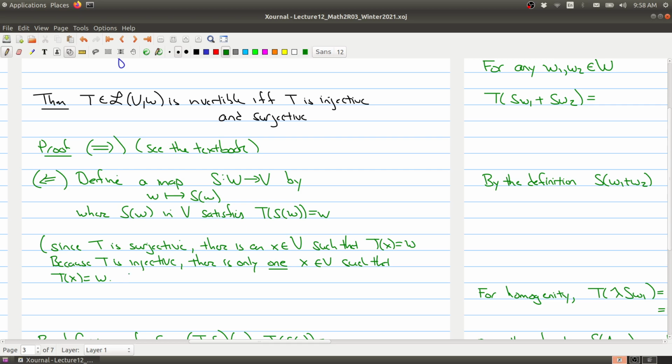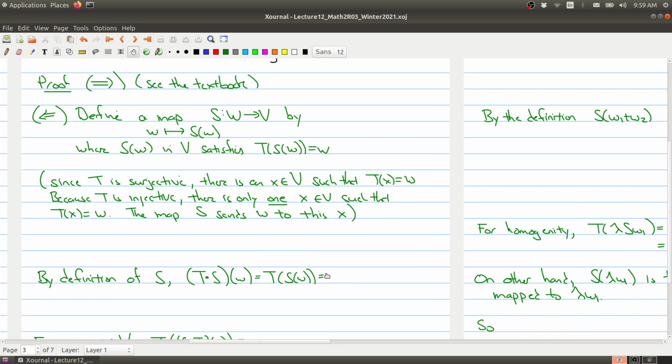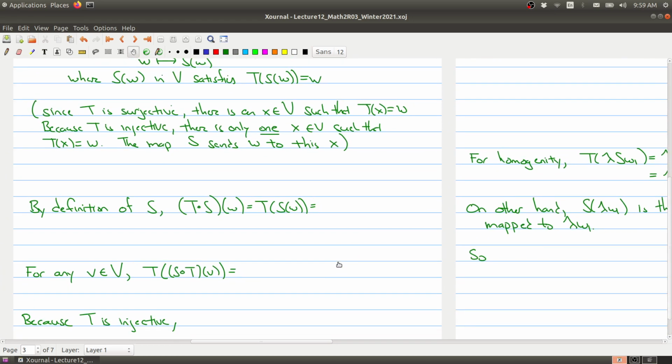So what happens here is the map S sends w to this x. That's really how this map is defined. When you take a little w in W, it's being mapped to the thing in V that T maps to it, so it maps it back. That's what we're saying here. It takes a little time to unpack this definition, but if you go slowly, it's not difficult. And so first of all, we're going to check that it behaves like the identity.